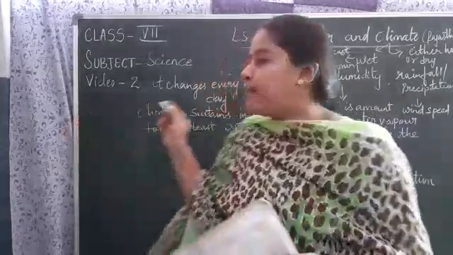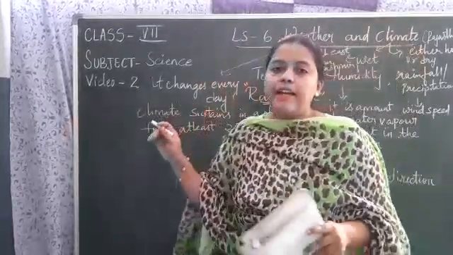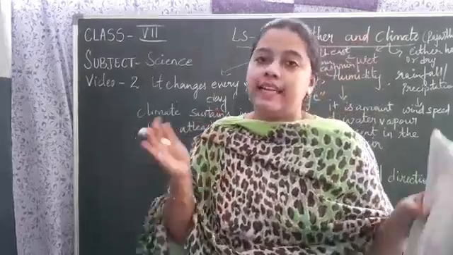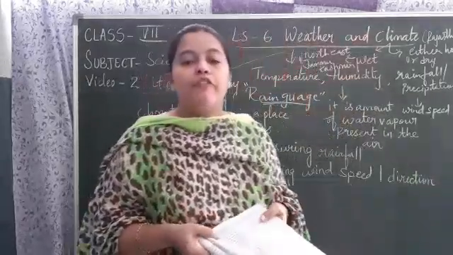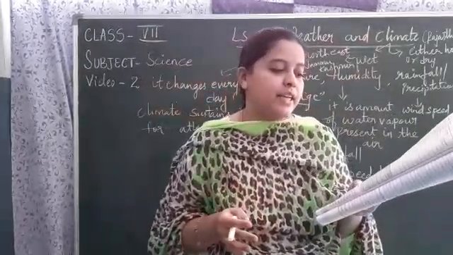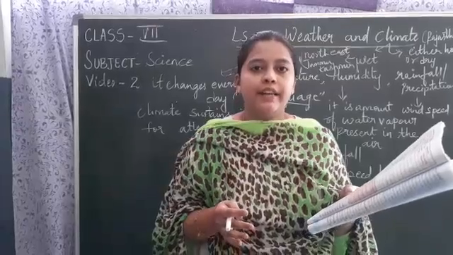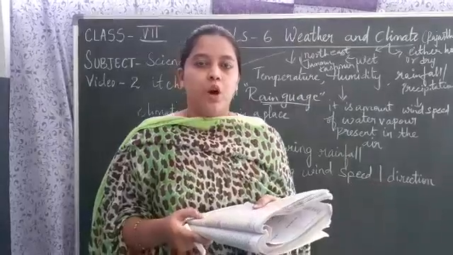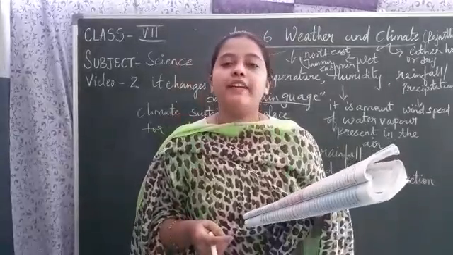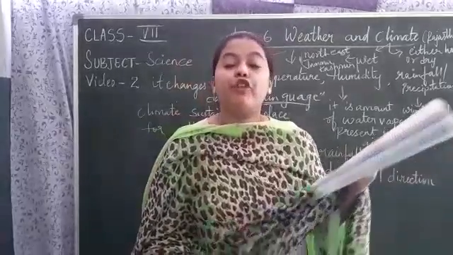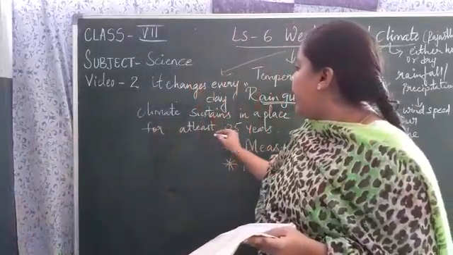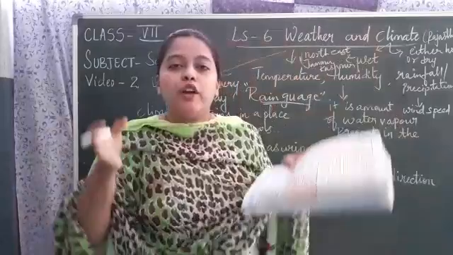Now coming to climate. What is climate, children? Climate can sustain for at least 25 years in a place, as I said in video 1. Broadly the same patterns of temperature, rainfall, humidity and wind speed that have been generally continuing for a long time. That is, it sustains for 25 years in a place.